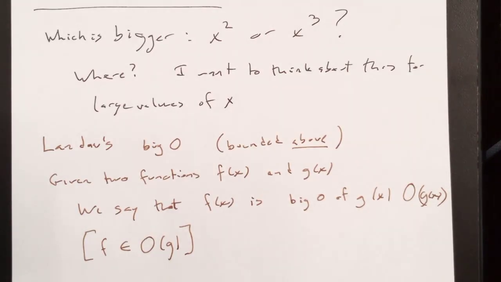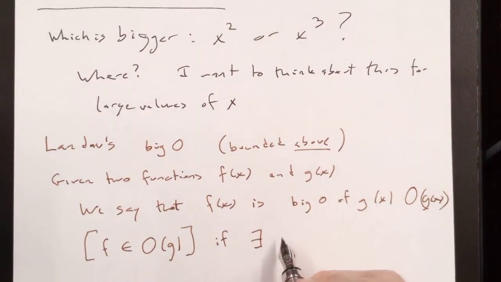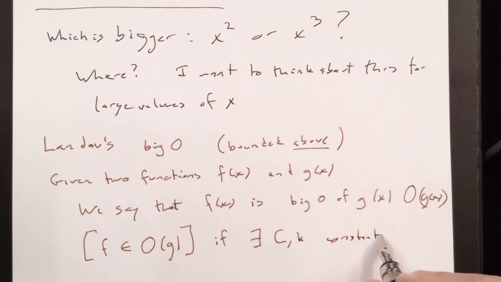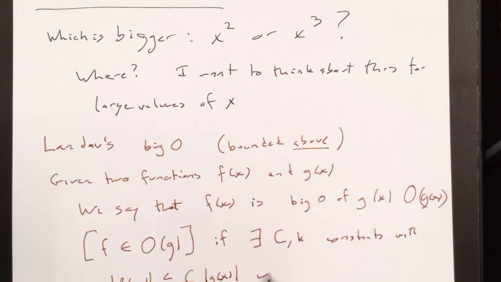But what does it mean to be this? What's the definition? If I can find a way to make f less than or equal to some multiple of g once I get out far enough. Okay, that means I need two numbers. I need to know how far out I need to go, and I need to know what multiple. So I need two numbers, c and k, constants, with the absolute value of f of x less than or equal to c times the absolute value of g of x when x is strictly larger than k.